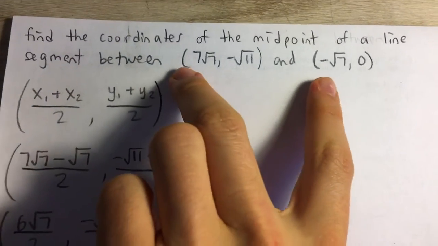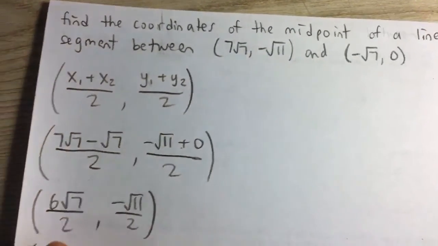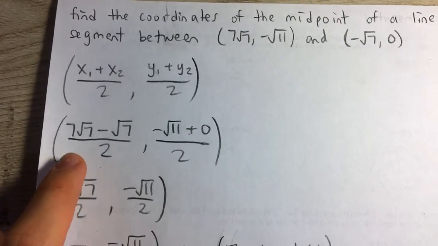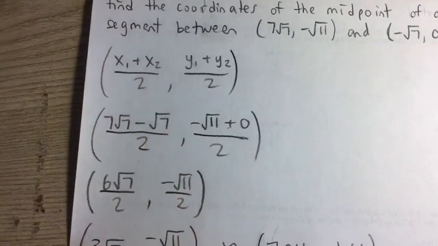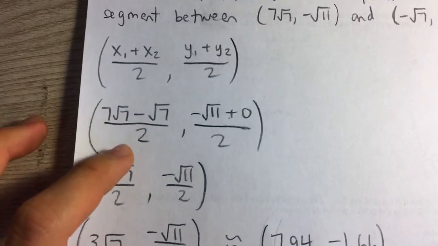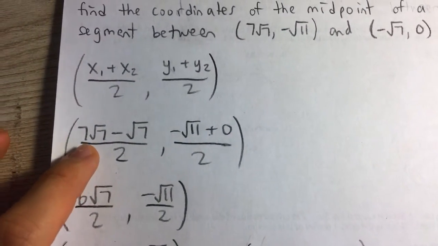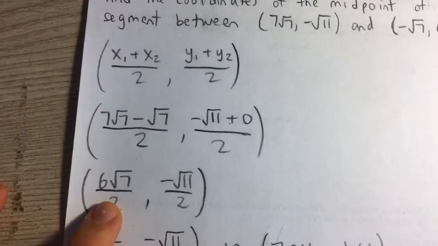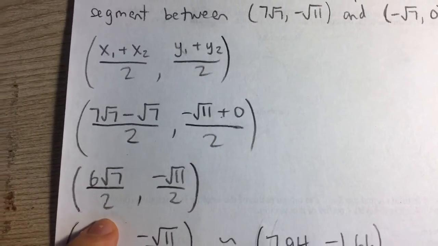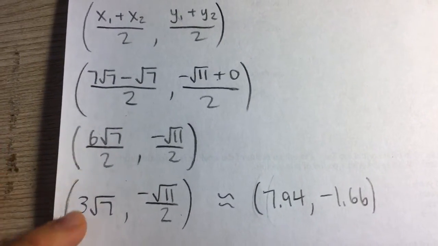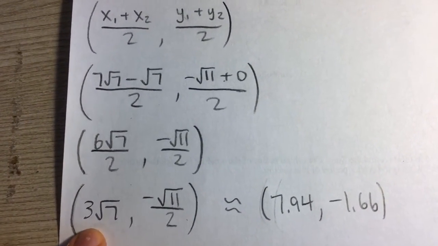And so if we add the x-coordinates, here they are, 7 root 7 and negative root 7. Since these are like radicals, they have the same root sign, we can add them as if root 7 was kind of like x. So 7x minus x would just be 6x, but in this case, it's root 7. So it's 6 root 7 over 2, which is the 6 and the 2 cancel to get 3 root 7.